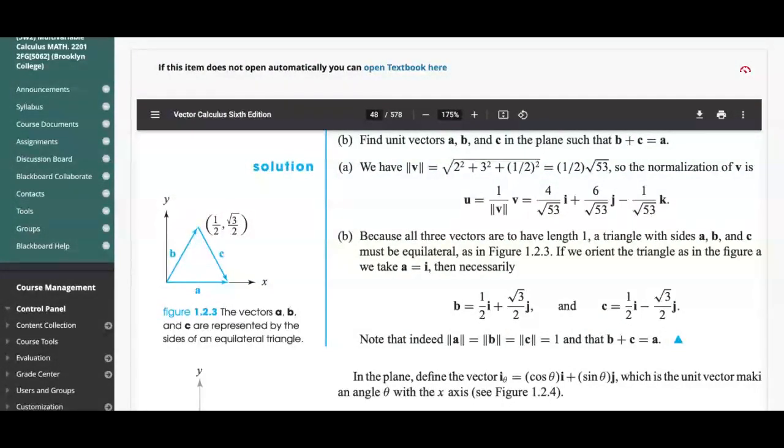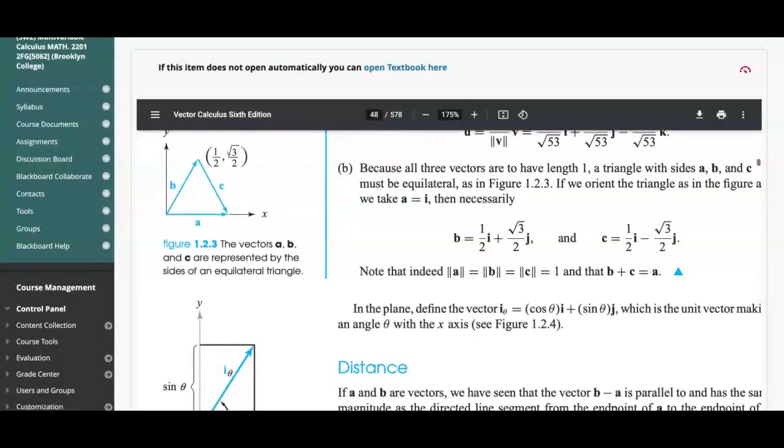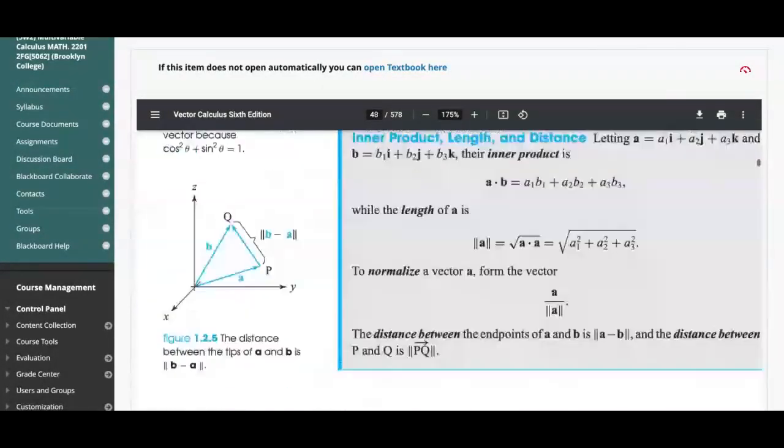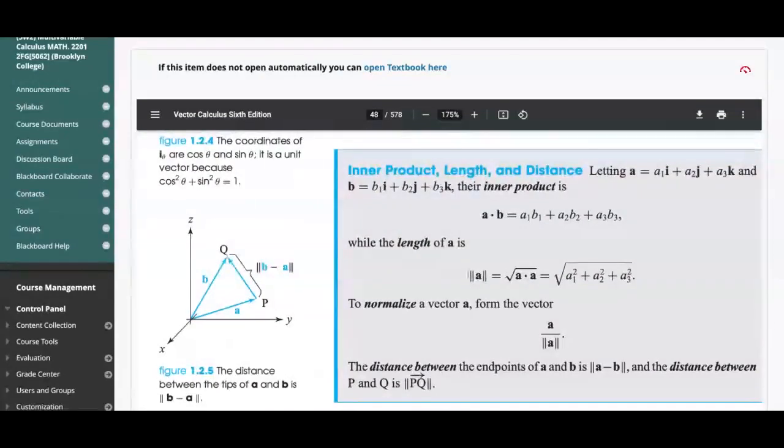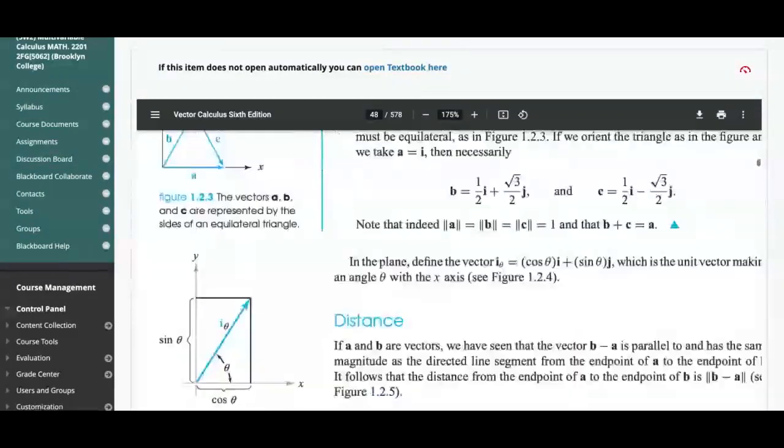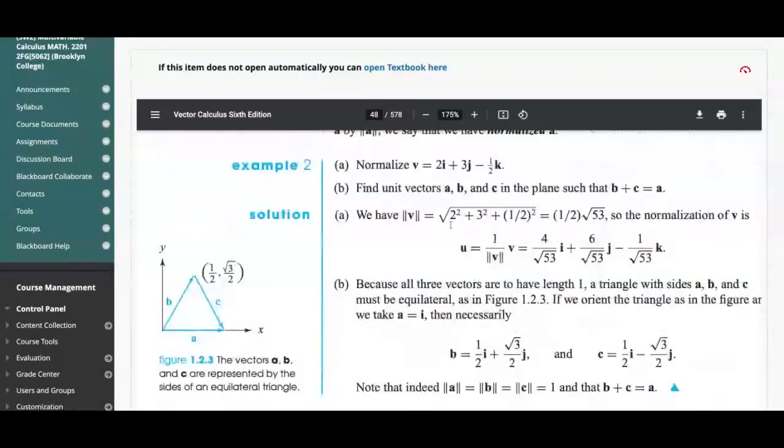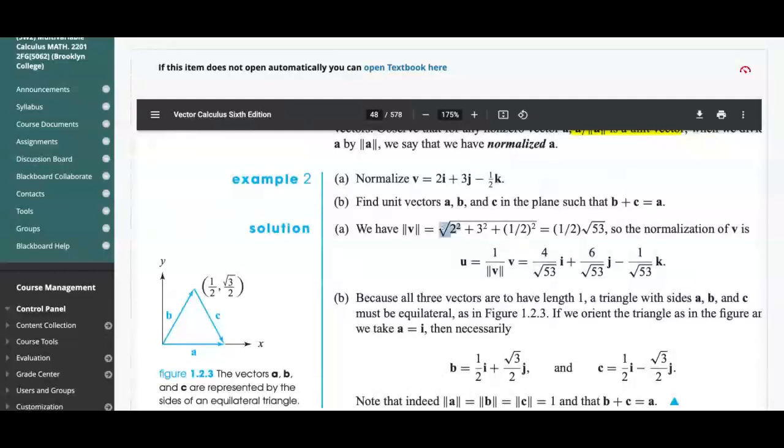By the Pythagorean theorem in a right triangle, right? We do a squared plus b squared, then square root them. So this is for two space. For three space it's the same idea. For n space it's the same idea. That's how we find the length of the vector. We just square the first component, square the second component, square the third component, add them up, then take the square root.